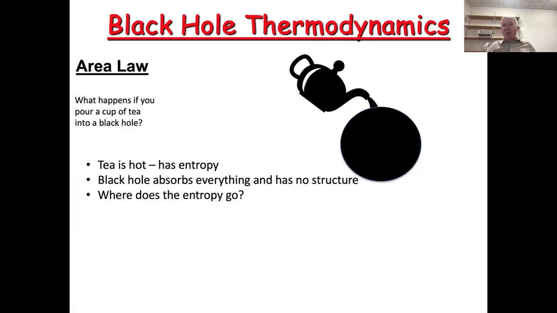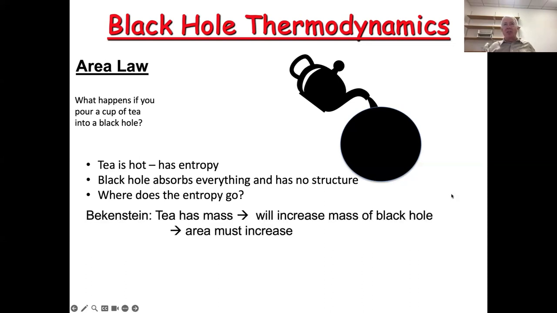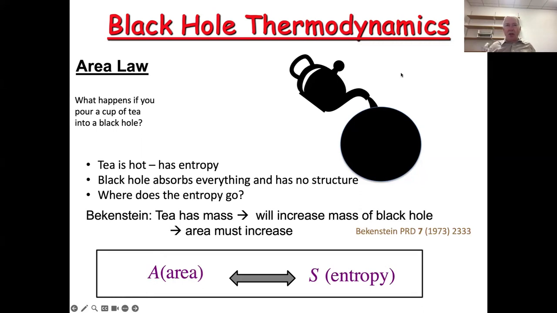And one of the grad students at the time, Jacob Bekenstein, took the question seriously. And what he realized was this: well, the tea is hot, but it also has mass. So when it's poured into the black hole, it will get heavier, and therefore it will get larger. Its event horizon will increase, so its area must increase. And I've compressed his thinking. I don't think it came quite as quickly and easily. But what he proposed, as is well known, was a proportionality relationship between the area of a black hole and its entropy.